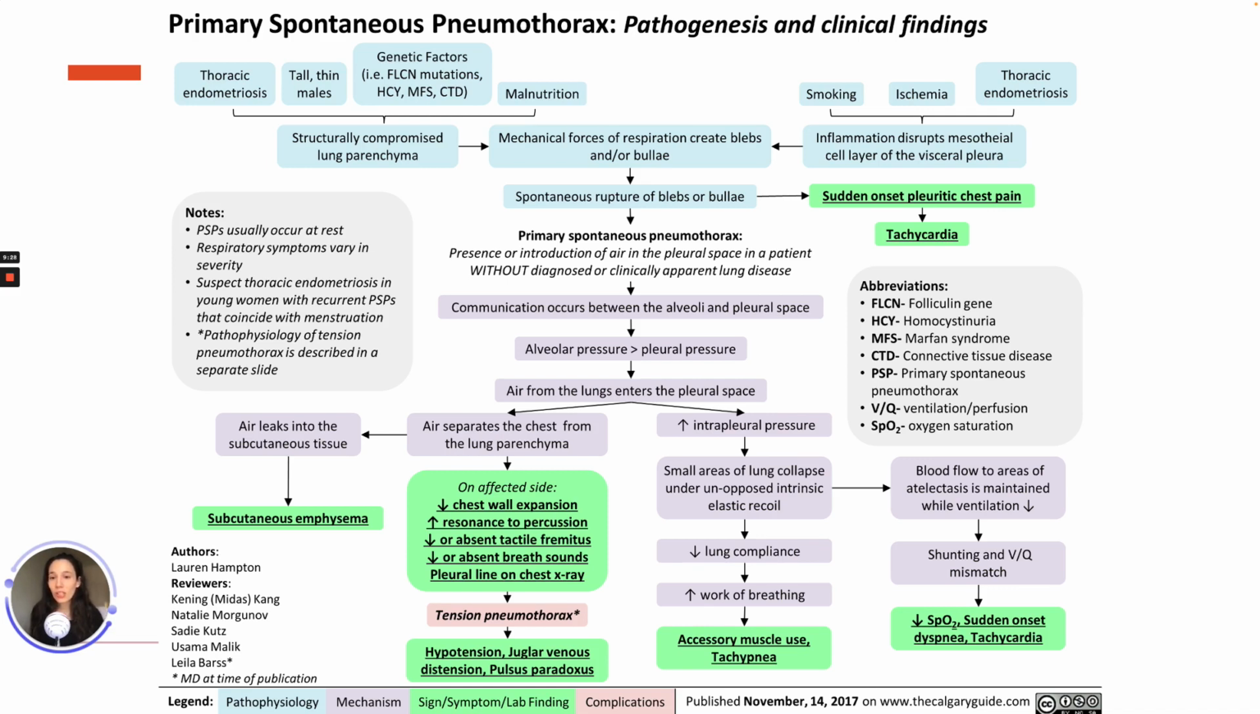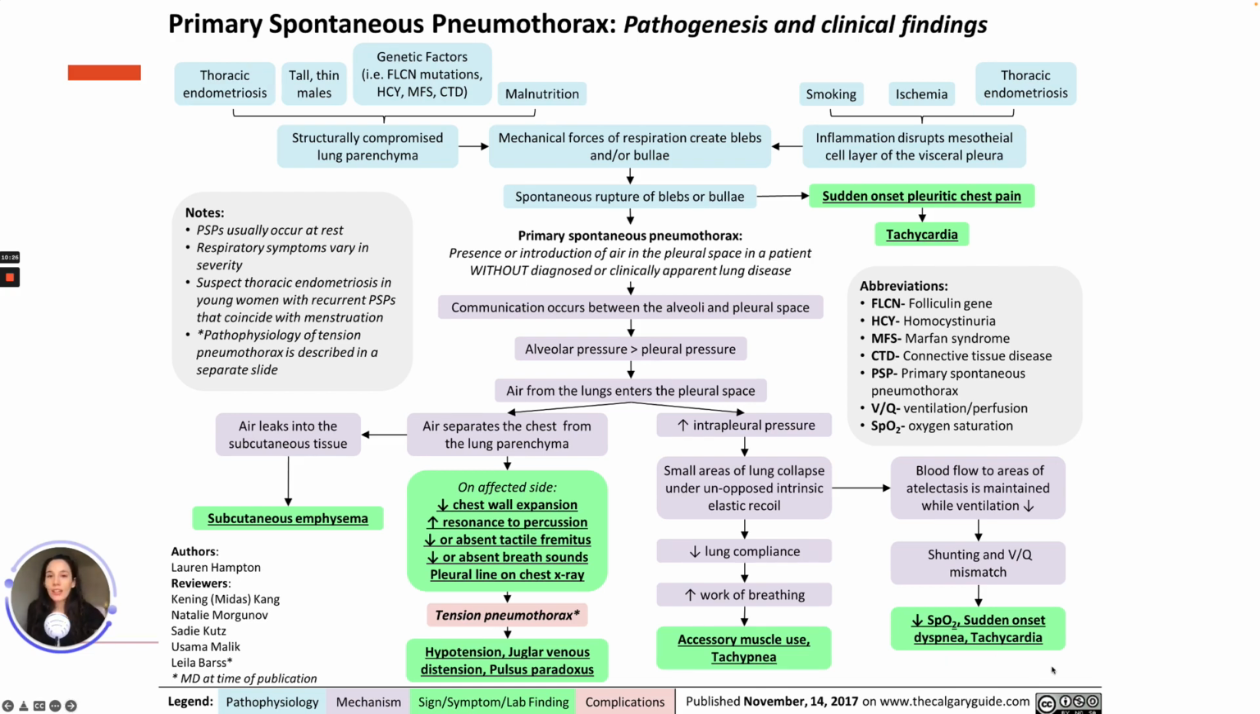And for that, we'll see hypotension, jugular vein distension, and pulsus paradoxus. Also, this will lead to air leaking into the subcutaneous tissue, and we'll see that subcutaneous emphysema. If we come over here, increased intrapleural pressure will lead to small areas of lung collapse under unopposed intrinsic elastic recoil, which is going to lead to decreased lung compliance and increased work of breathing, and we're going to see that accessory muscle use and tachypnea. And also there will be decreased blood flow to areas of atelectasis while ventilation decreases, which causes shunting, and there's a mismatch in V/Q, and we'll see decreased O2 sats and sudden onset dyspnea and tachycardia.